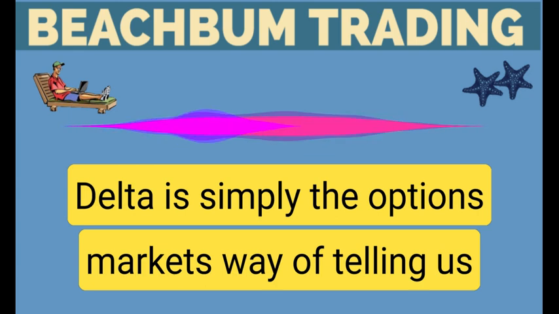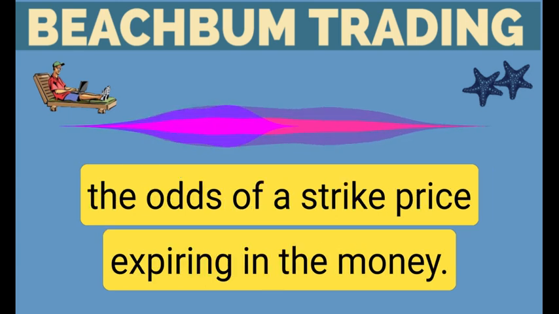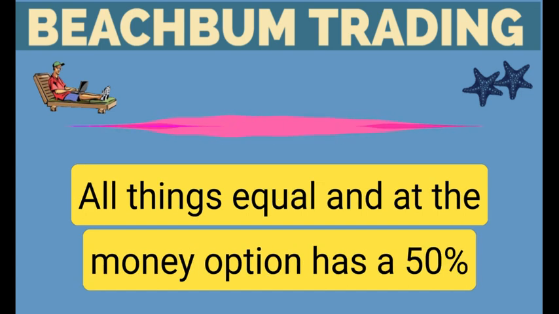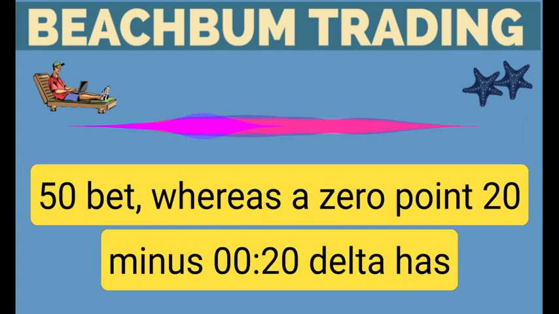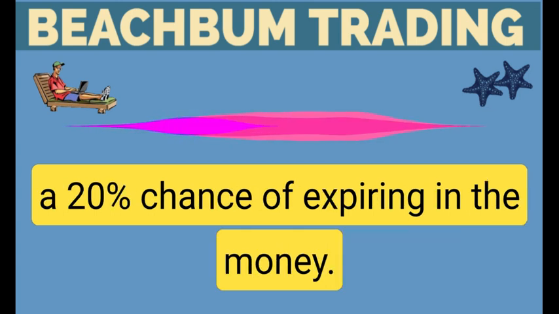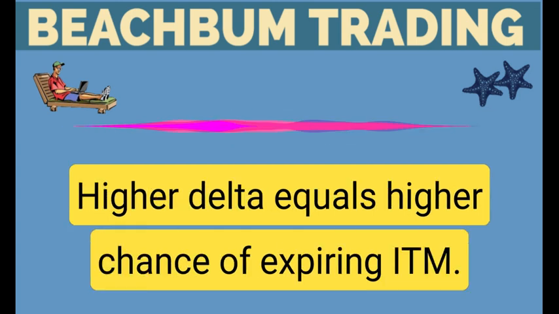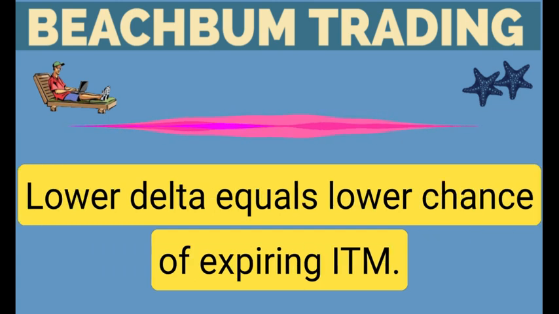Delta is simply the options market's way of telling us the odds of a strike price expiring in the money. All things equal, an at-the-money option has a 50% chance of expiring in the money, and thus is a 50-50 bet, whereas a 0.20 or minus 0.20 delta has a 20% chance of expiring in the money. Higher delta equals higher chance of expiring ITM. Lower delta equals lower chance of expiring ITM.